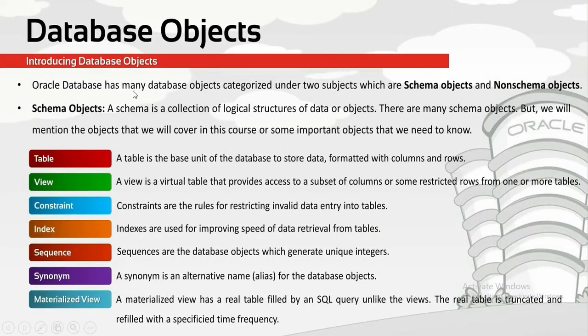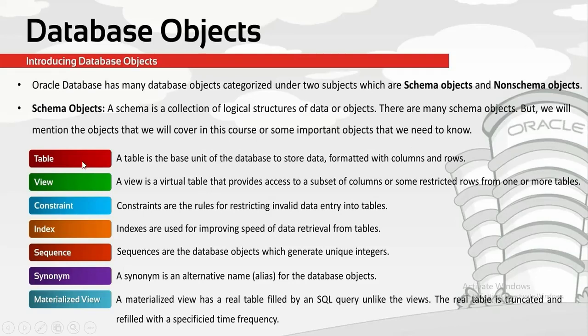Oracle database has many database objects categorized under two subjects, which are schema objects and non-schema objects. Schema objects: a schema is a collection of logical structures of data or objects. There are many schema objects, but we will mention the objects that we will cover in this course, or some important objects that we need to know.